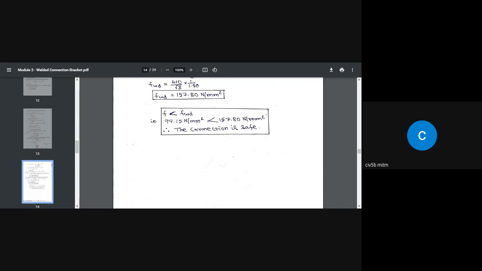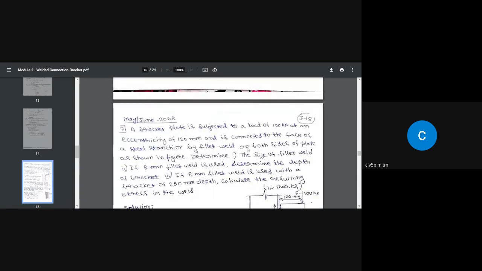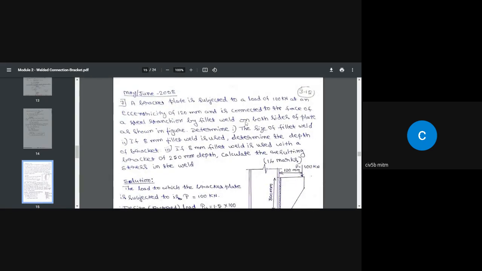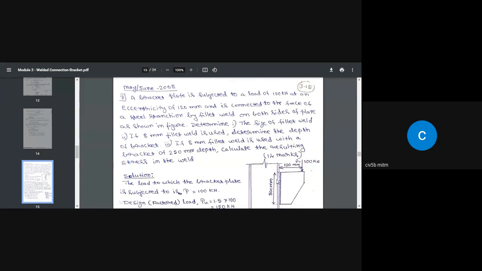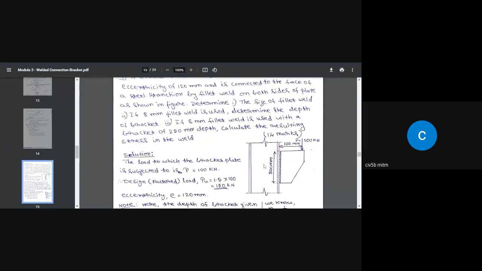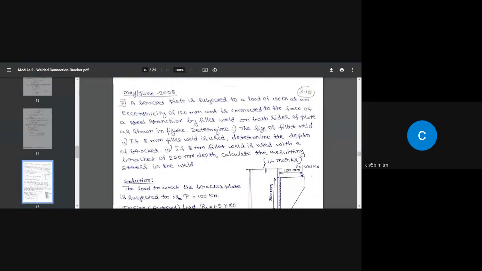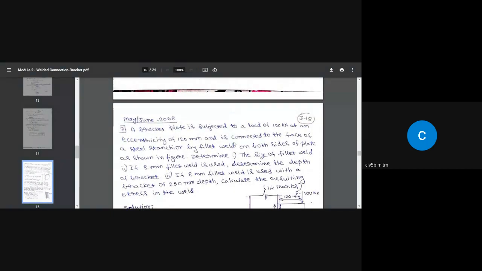So with this, we completed the bracket connection type 1. Type 2, I'm going to cover in tomorrow's class. I cannot cover it in today's class because we are only left with some 6 or 7 minutes. So I don't think I can even start this.